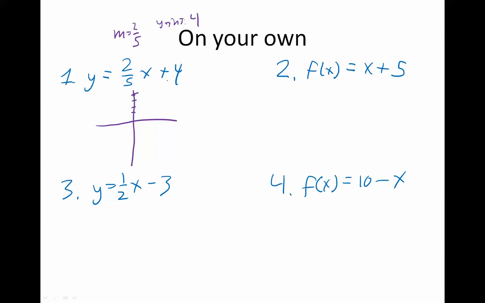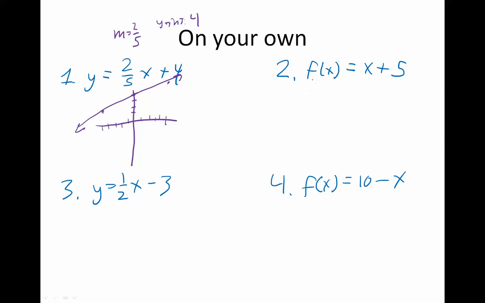So up 2, right 5. Or I can go to the left 5 also, and down 2. Again, notice it all goes on the same line when I do that. So we connect our dots. I got close anyway. And that's the line that is formed.